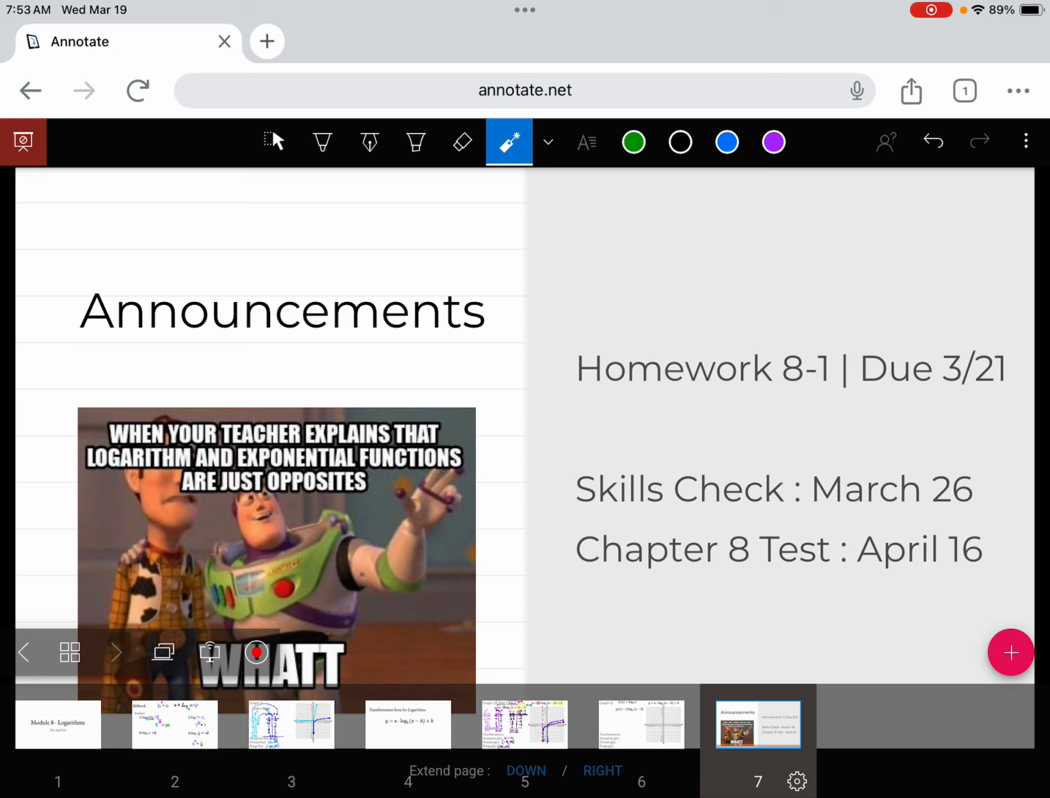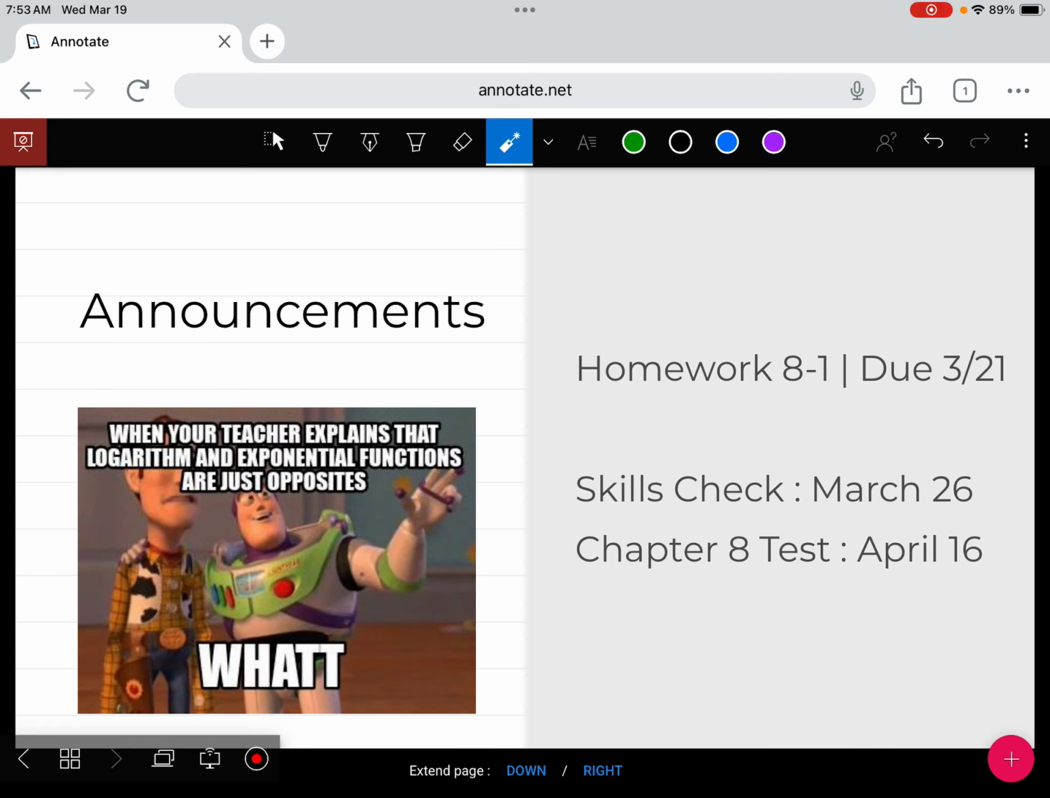Okay. So we've got our homework 8-1 due on Friday. You guys can get started on those graphs, especially so we can get those parent functions graphed on there. And if you want, you can save those transformations to do tomorrow. So we're going to look at stuff, see what we can do.